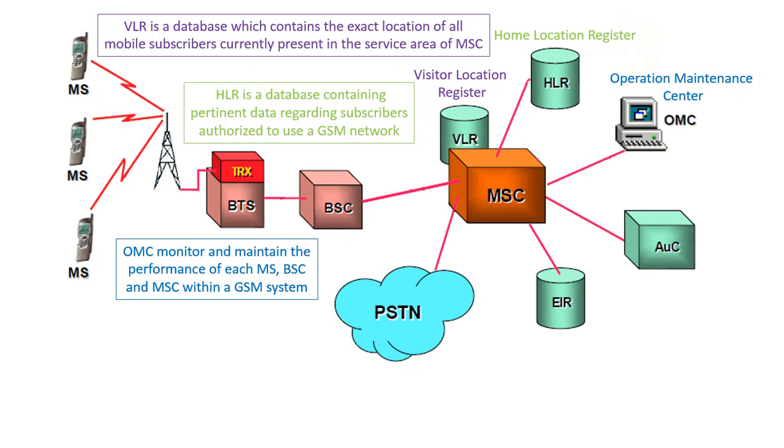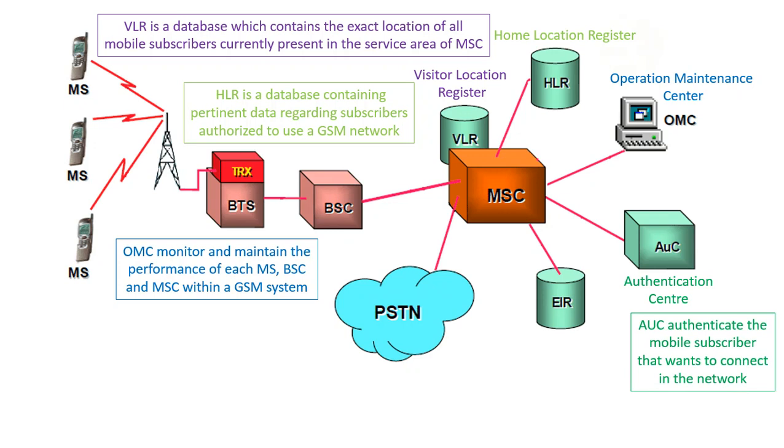Then is the OMC, Operation Maintenance Center. OMC monitor and maintain the performance of each mobile station, BSC and MSC within our GSM system. Next one is the AuC, which is called Authentication Center. AuC authenticate the mobile subscriber that want to connect in the network.